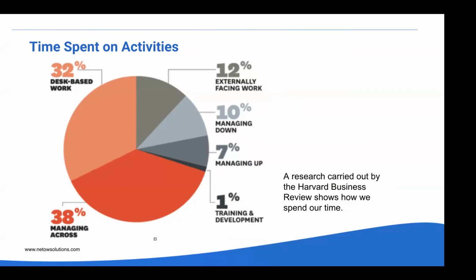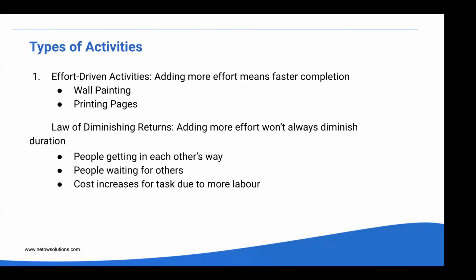7% of our time is spent managing up, which is the time that we spend supporting our supervisors in the company, while just 1% is spent in training and development, which I think should be more in my own perspective. So from this research, you can see how much time in a day we spend on each activity. Right, so next we need to understand the types of activities so that we can also understand how to prioritize such activities.